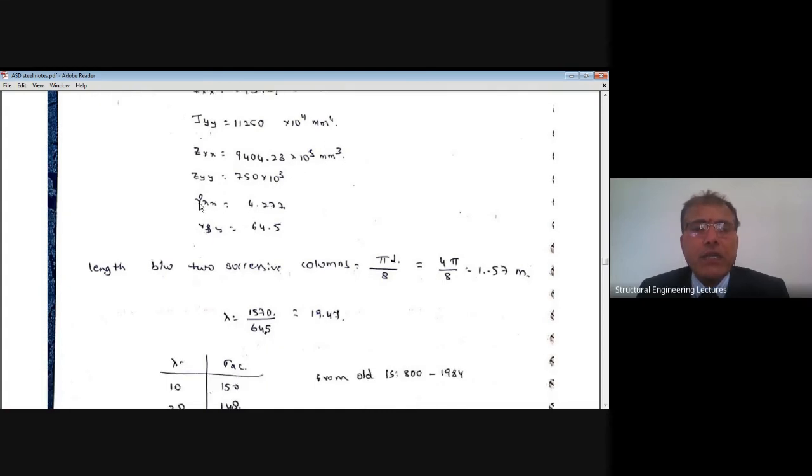Then I'll calculate the radius of gyration, which is the square root of Ixx divided by A. Doing which, I'll get the radius of gyration about the XX axis equal to 4.272 mm, whereas the radius of gyration about the YY axis will now work out to the square root of Iyy divided by A. This works out to 64.5, right?